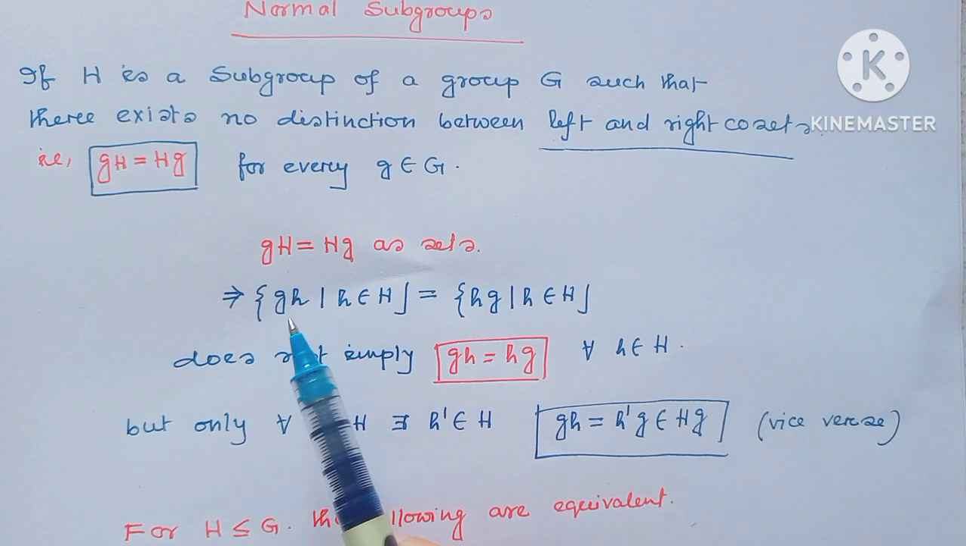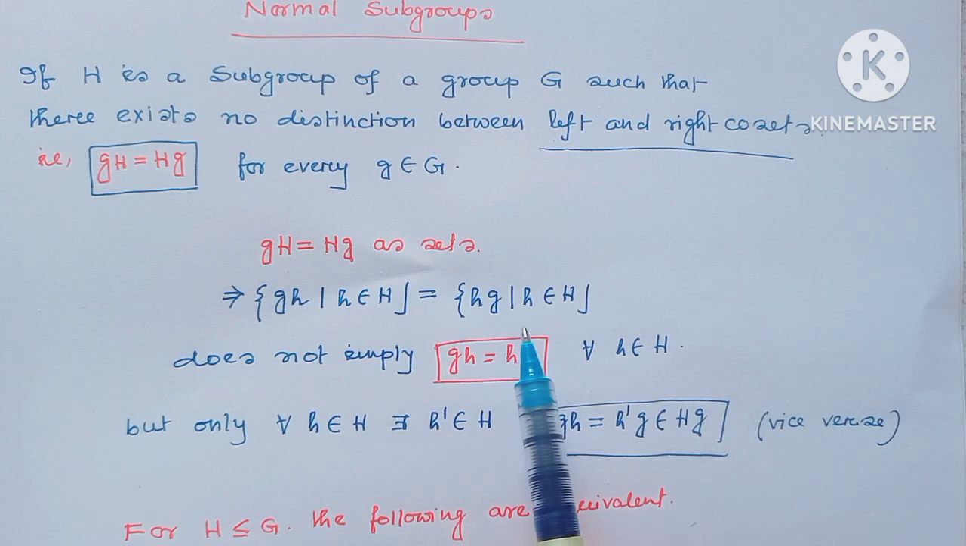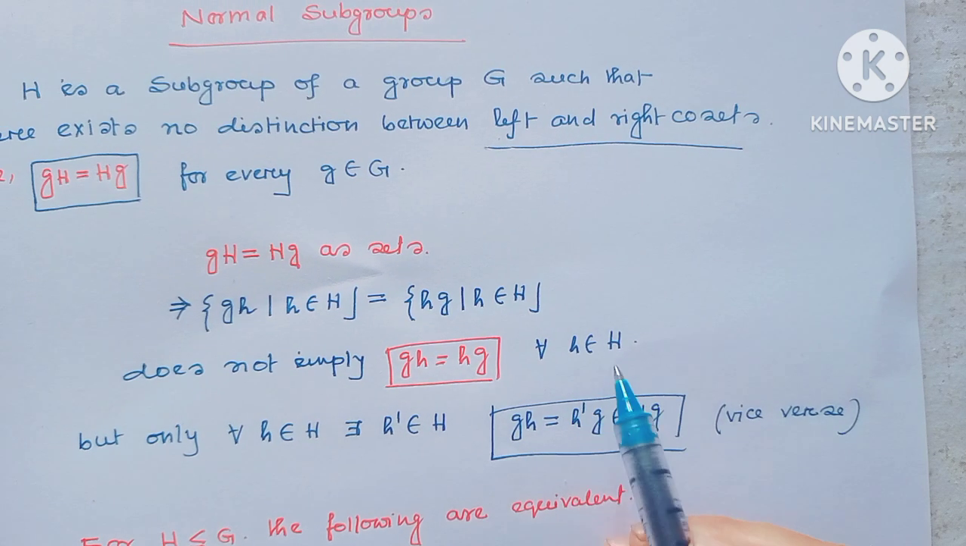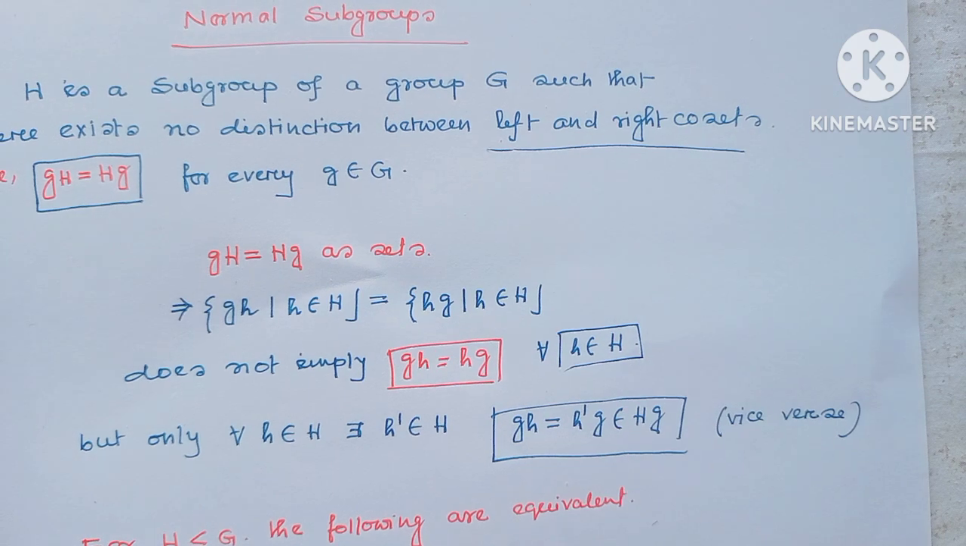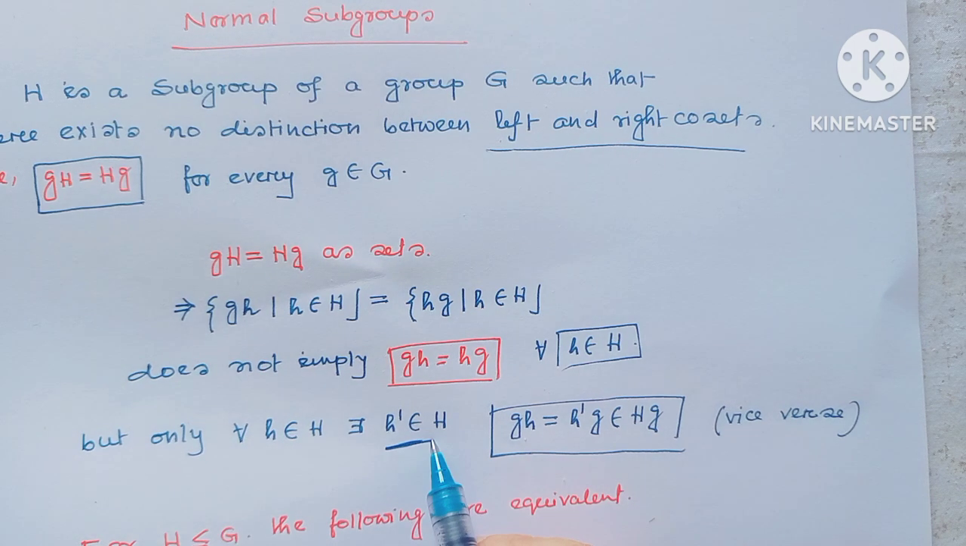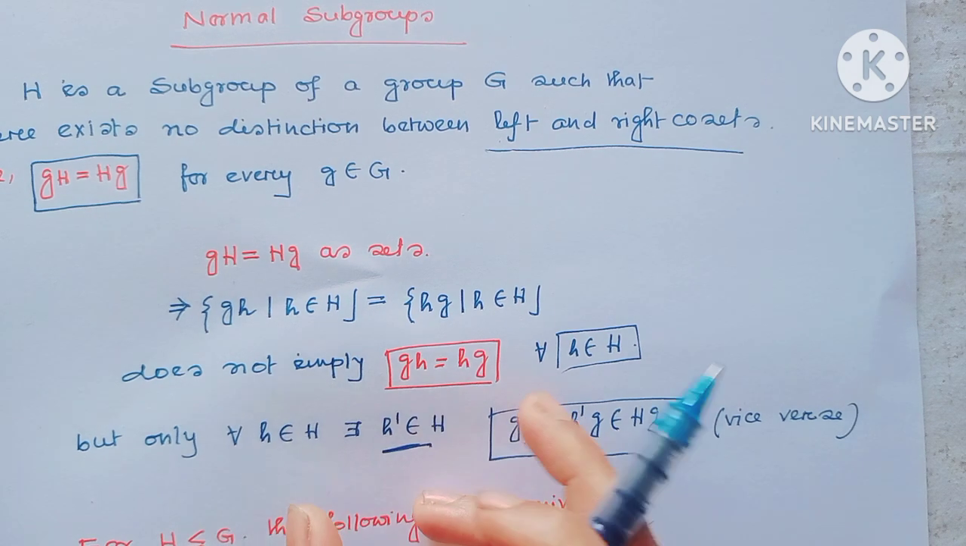That means the set gh where h belongs to capital H is equal to the set hg where h belongs to capital H. This does not imply gh is equal to hg for all h belongs to H, but only that for all h belongs to H there exists h dash belongs to H such that gh is equal to h dash g, or vice versa. That means the sets are equal, but it does not imply the elements are all equal.